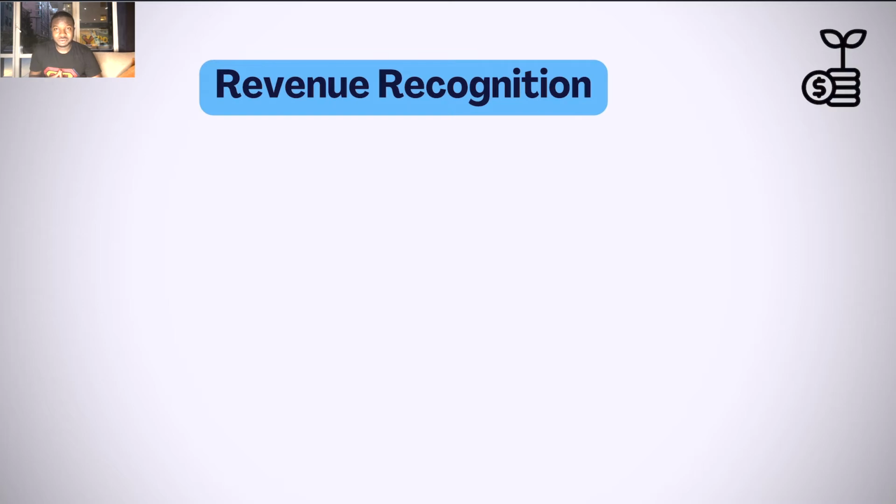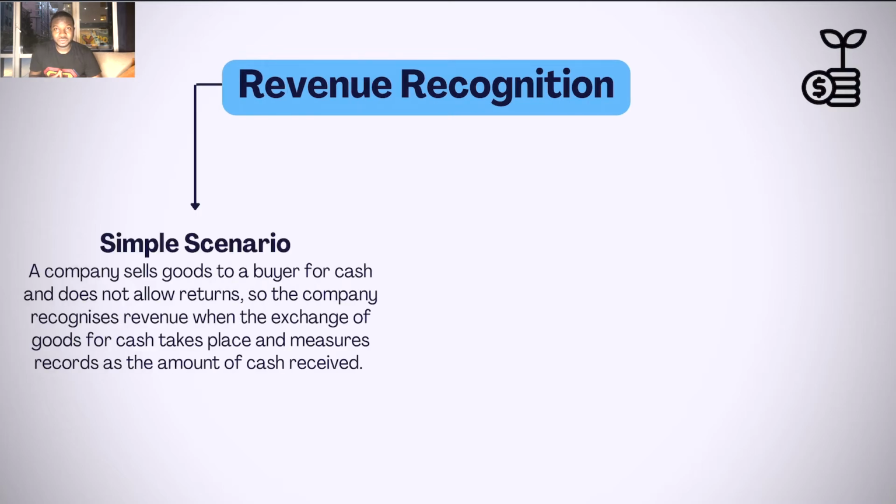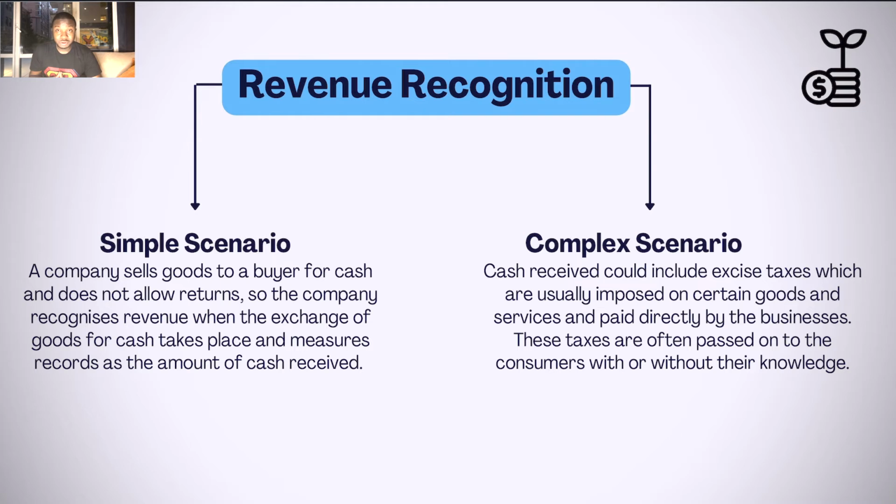In a simple scenario, revenue recognition is straightforward. A company sells products or services to a buyer for cash and does not allow returns. So the company recognizes revenue when they exchange goods or services for cash and records the amount of cash received. However, determining when revenue should be recognized and at what amount is sometimes more complex for reasons such as excise taxes, customer returns, customer rebates, trade discounts, or other promotions.